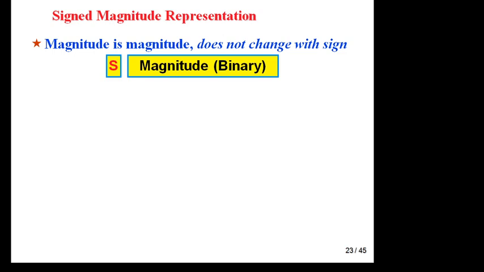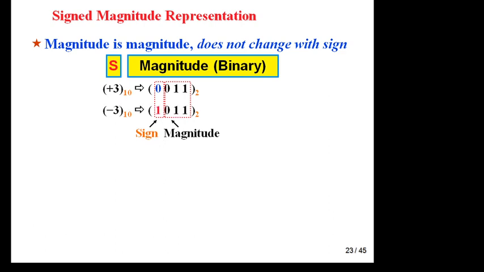Now come to the sign magnitude method. Suppose it is an 8-bit number. The MSB will represent the sign and the remaining 7 bits will represent the magnitude of that binary number. Suppose we take 4 bits. What is plus 3? Plus means 0 and 3 means 0, 1, 1. So in the sign magnitude method, plus 3 is 0, 0, 1, 1, and we represent it in 4 bits. This is the sign, this is the magnitude.